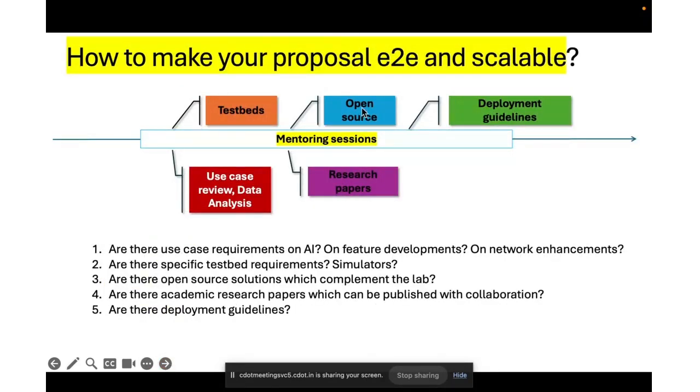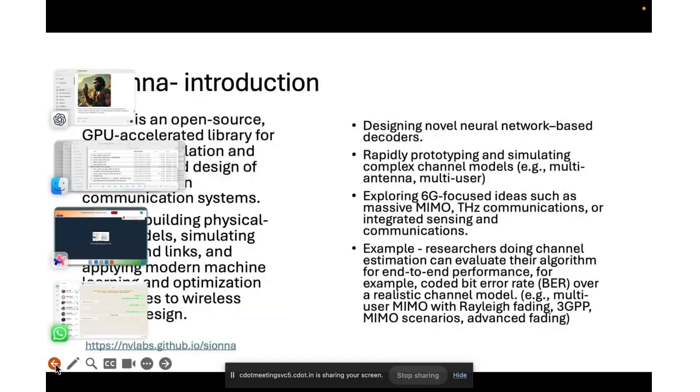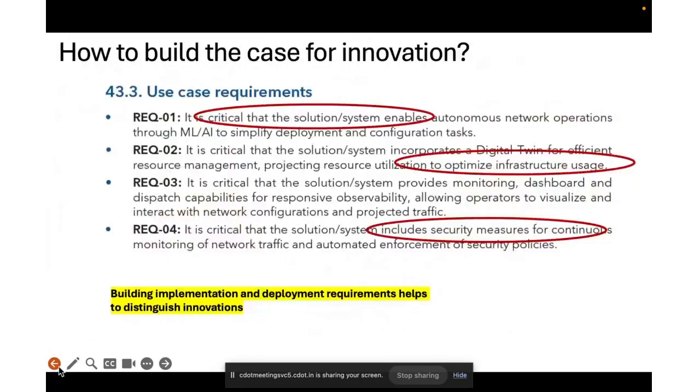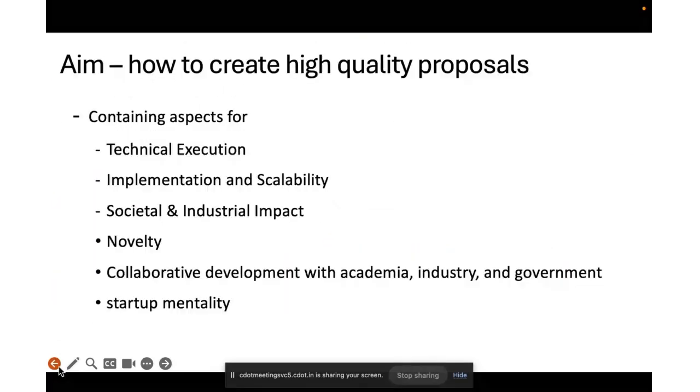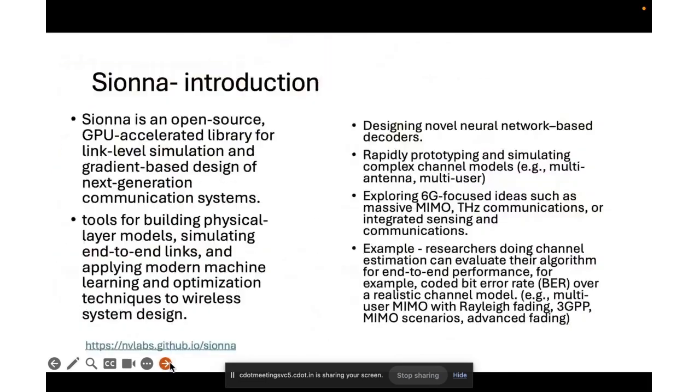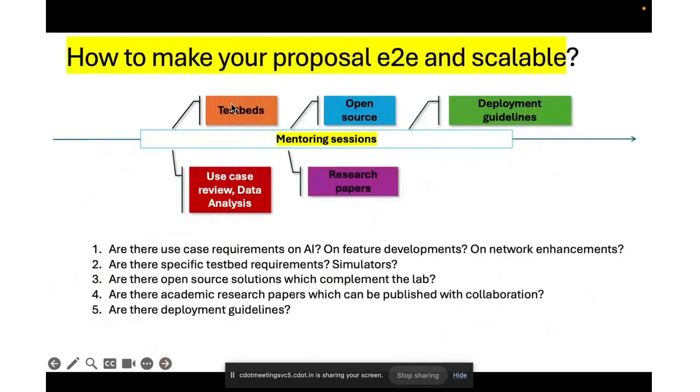So, in general, how to make your proposal end to end and scalable. This is another aspect which we looked at in the criteria here. Implementation and scalability is one of the criteria. So, you need to look at how to make it scalable and implementable.